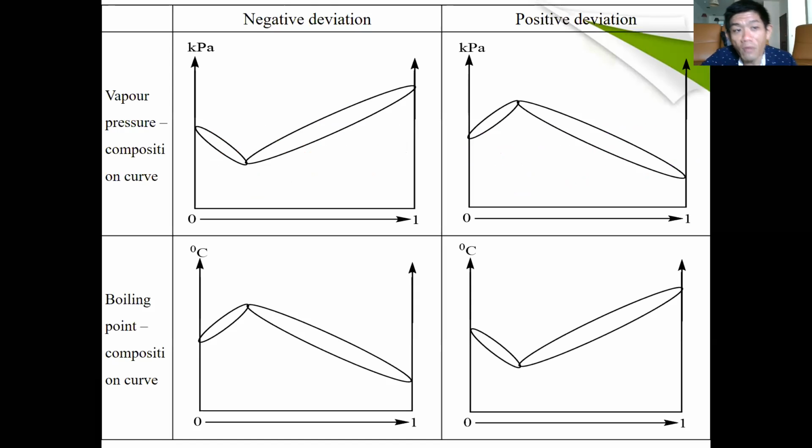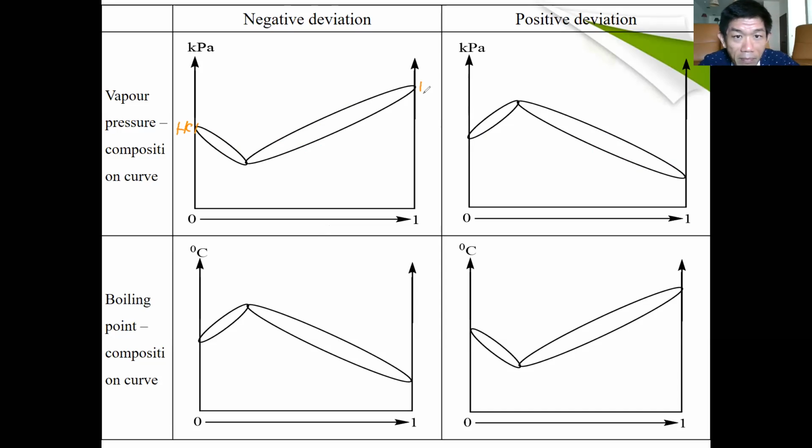So this is the graph of the vapor pressure composition curve and also the boiling point composition curve. If you still remember, let's say this is a mixture in between HCl and H2O, for example. So this is the vapor pressure for HCl, let's say, and this is the vapor pressure for water, H2O.